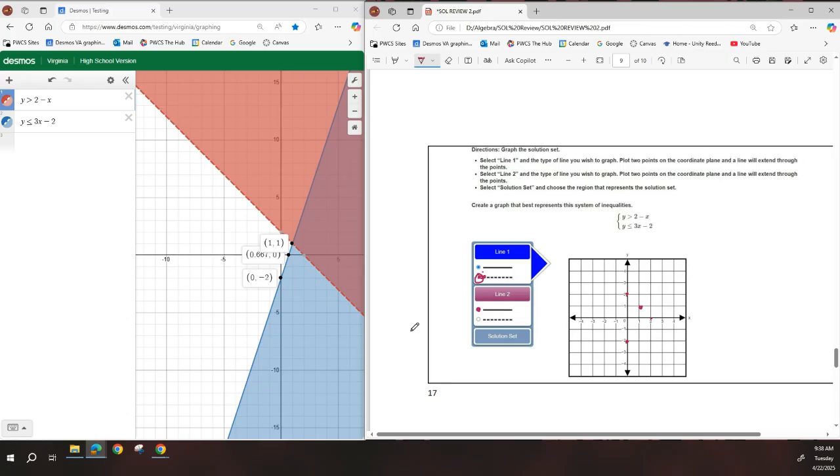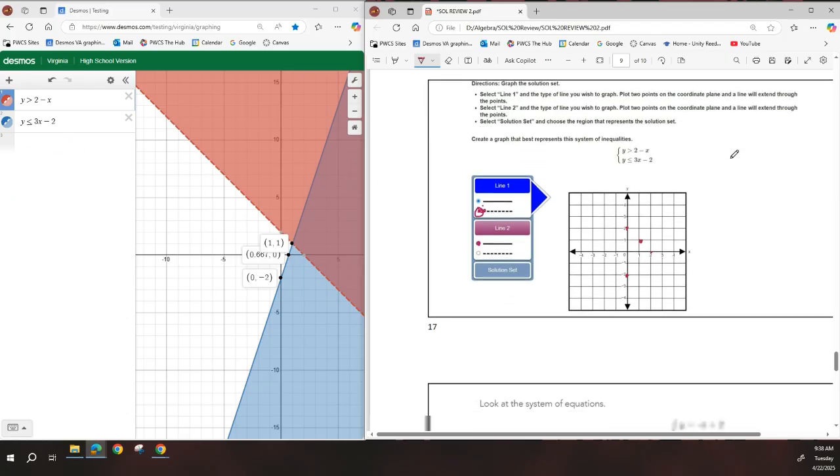So these are just different ways that they can ask you kind of the same question where they want to know, do you know what kind of line should it be, solid or dashed? Do you know which inequality symbol matches those things? You can find all that out by looking at what it looks like by graphing on Desmos.